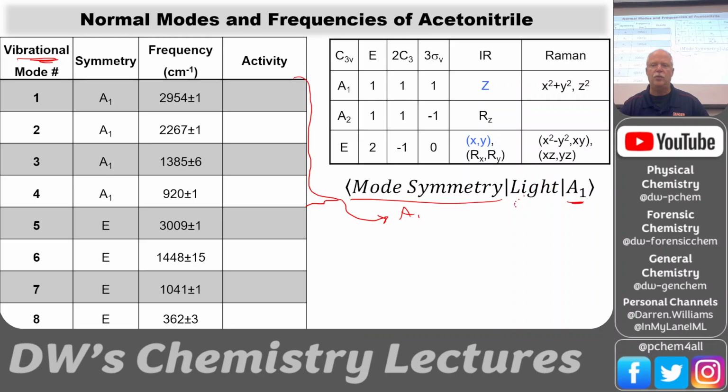Okay, so what kind of light do we need? We have A1 on both ends. What do we need in the middle? We need an A1, right? So that's going to be Z polarized light for direct absorption. So all of these would be allowed in the infrared.